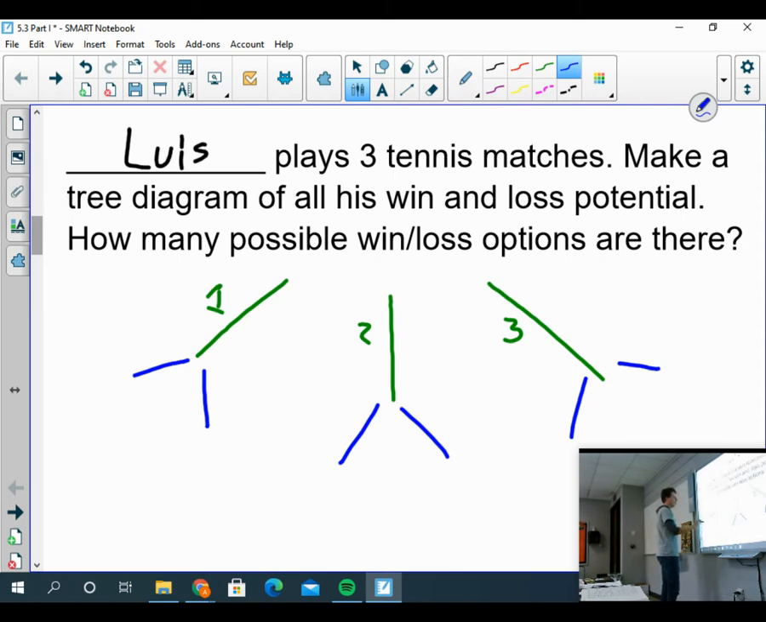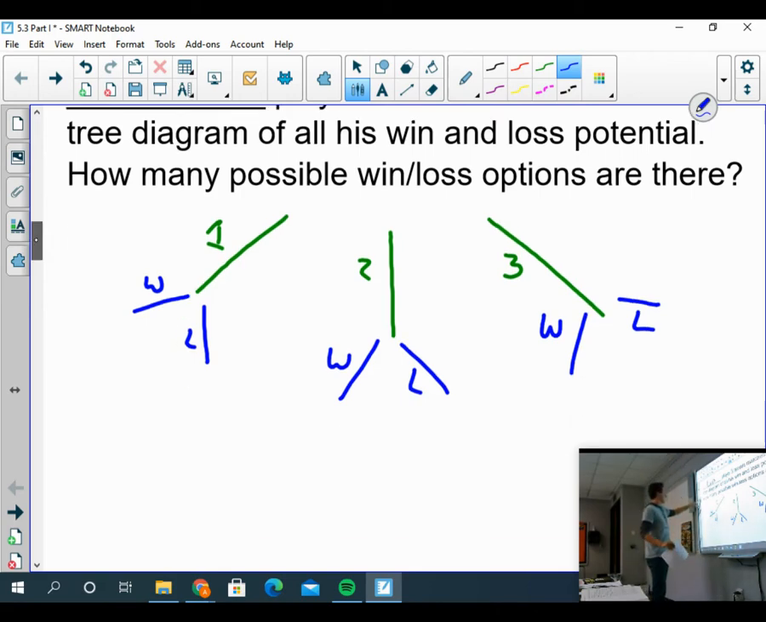And so what we end up with is a sample space of 6, right? He could win his first 2 games and lose his last one and go 2-1. He could lose his first and win the last 2 and go 2-1. He could lose all of them. He could win all of them. You get the idea. Okay, but that's a tree diagram you could make. All right, let's move on.